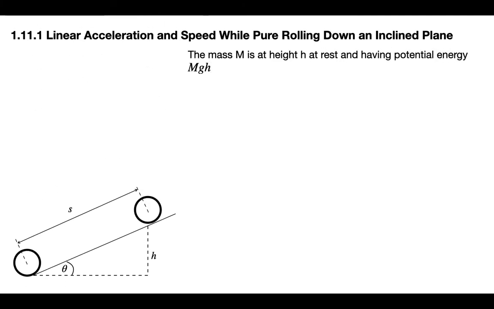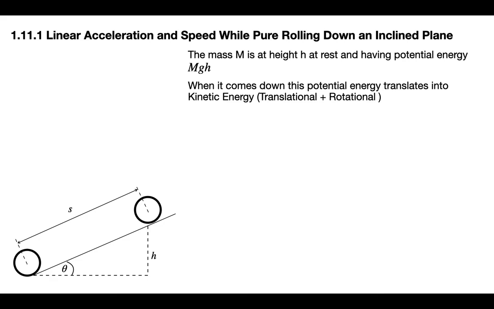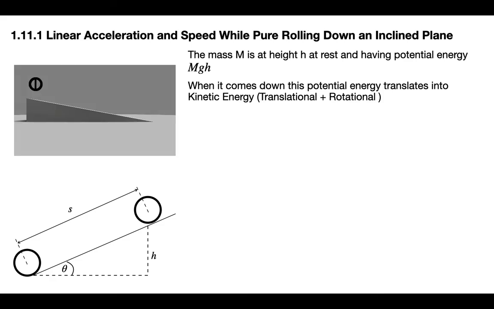So that example was on a horizontal plane. Now consider the linear acceleration and speed while pure rolling down an inclined plane. The mass m is at height h at rest and has potential energy mgh, because any object above the ground at height h will have potential energy mgh. And when it comes down, this potential energy translates into kinetic energy, which is translation plus rotational. Look at this animation. This is how it will roll.